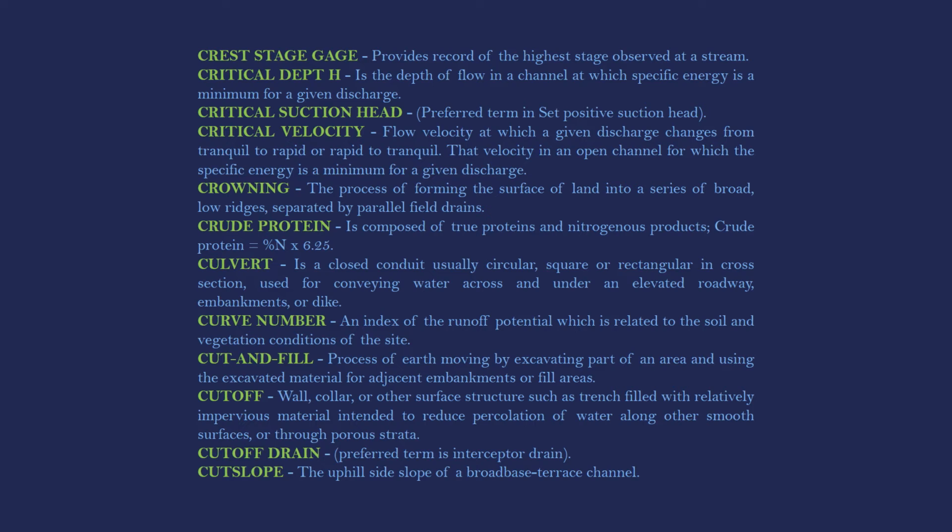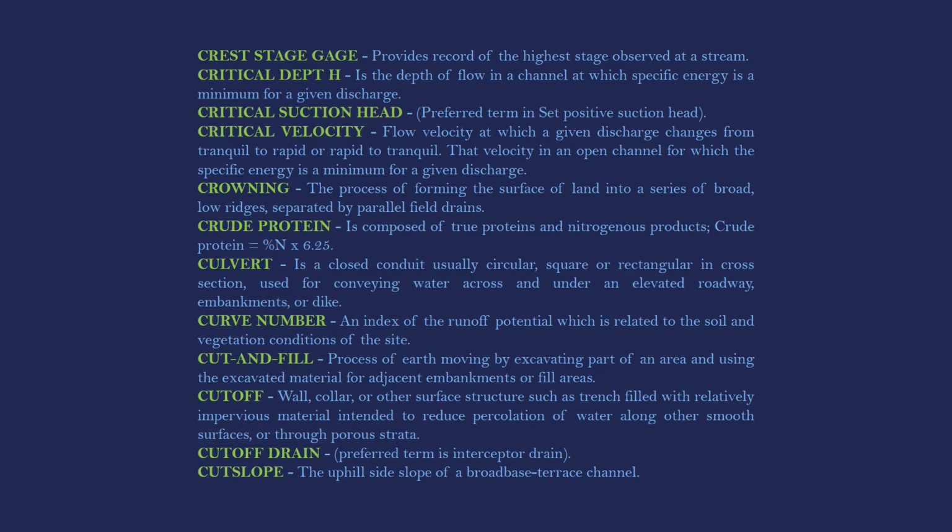Critical velocity: flow velocity at which a given discharge changes from tranquil to rapid or rapid to tranquil; that velocity in an open channel for which the specific energy is a minimum for a given discharge. Crowning: the process of forming the surface of land into a series of broad, low ridges, separated by parallel field drains. Crude protein is composed of true proteins and nitrogenous products. Crude protein equals %N times 6.25.